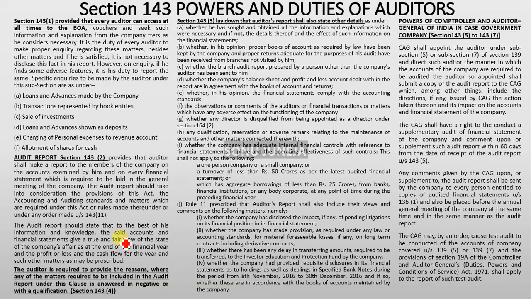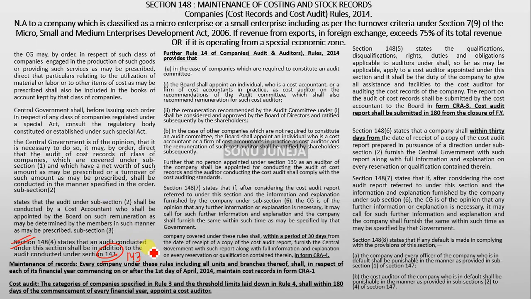So 143, let me help you, refers to the powers and duties of the auditor, which lay down the audit report and access to information at all times. Over there the reference is to 143 subsection 2. Along with the audit report, the cost report, both shall be maintained. With regard to subsection 5, all the qualifications, reservations, rights, duties, responsibilities and obligations which are applicable to an auditor are applicable, mutatis mutandis, to the cost auditor.